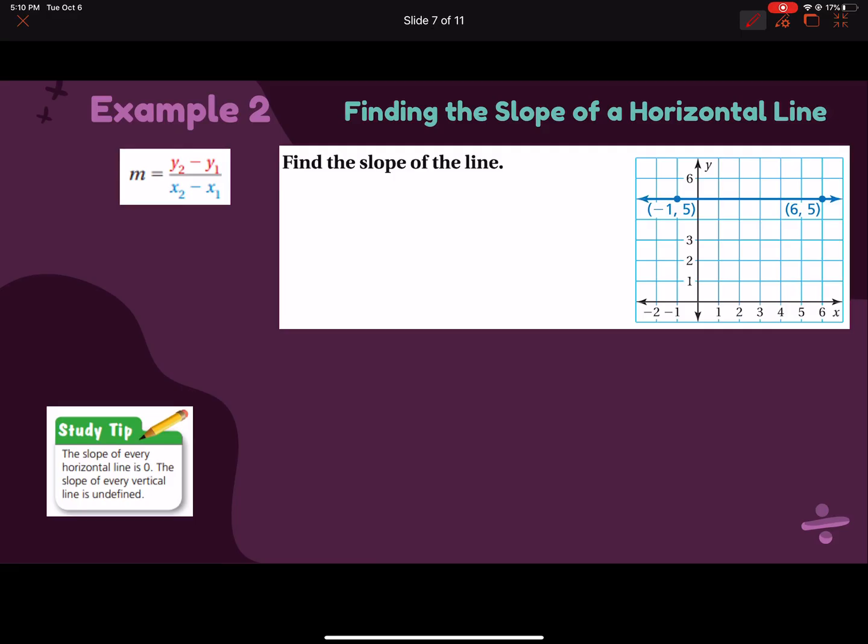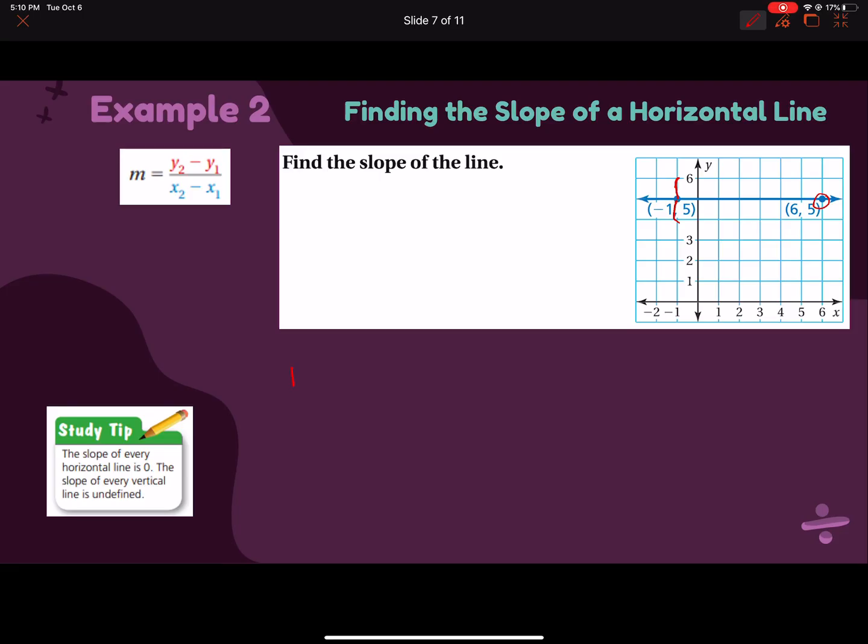Okay, example 2 says find the slope of this line. Well, if I were to plug in these 2 points here, I can't really count my rise over my run on this line, because I can't really go up, and I can't really go down, because my other point's over here, and it's even with this point.